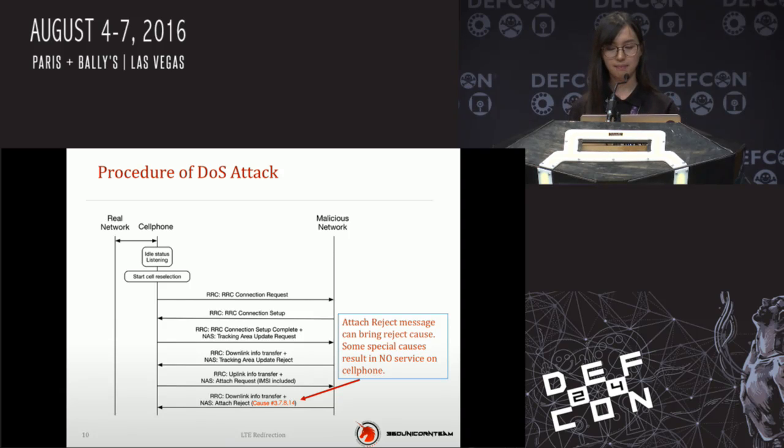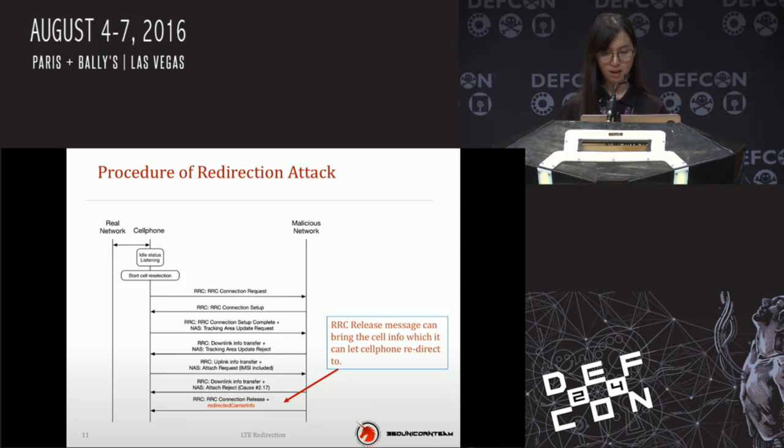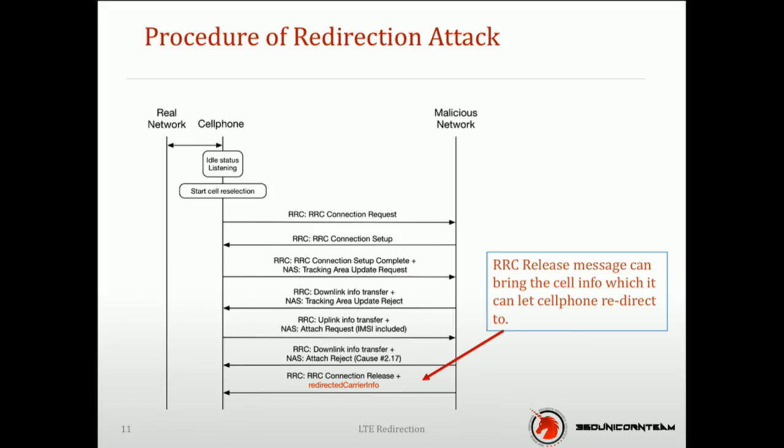All of these causes may lead the cell phone to shut down its modem and keep it off for a very long time. Okay, the third attack, RRC redirection, follows the attach reject message. From this picture, we can see the red words. The malicious network sends an RRC connection release message additionally.